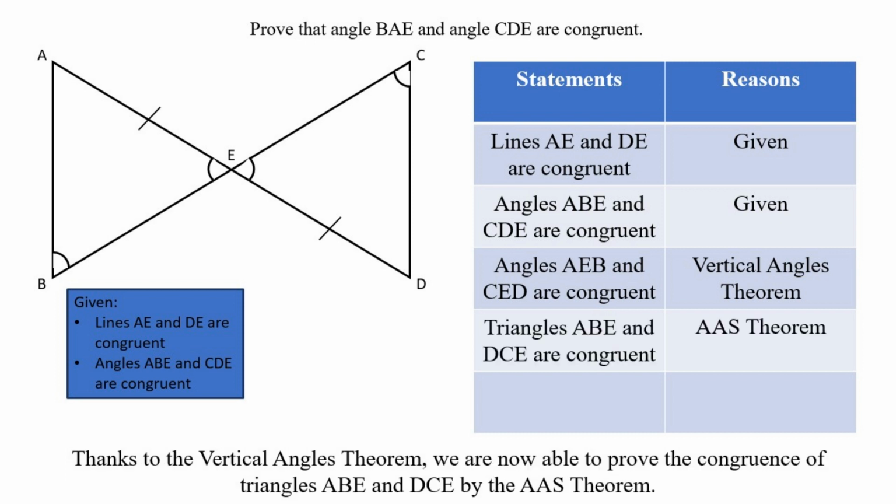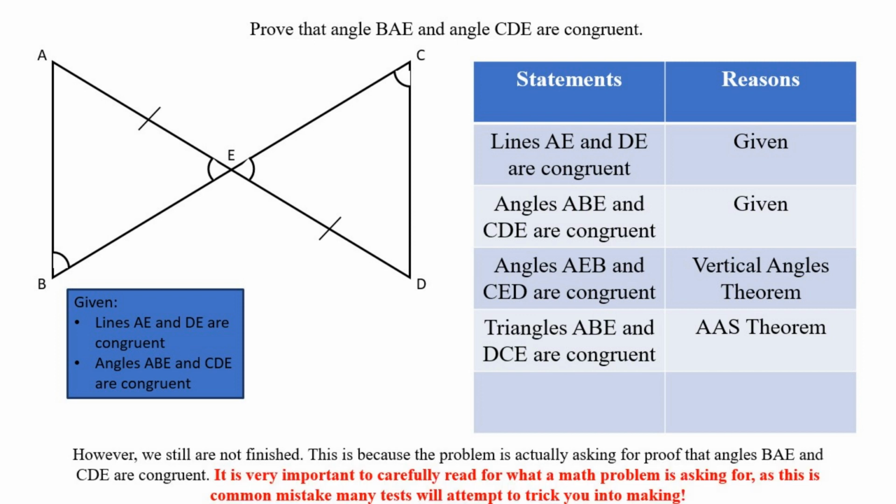Thanks to the vertical angles theorem, we are now able to prove the congruence of triangles ABE and DCE by the AAS theorem. However, we still are not finished. This is because the problem is actually asking for proof that angles BAE and CDE are congruent. It is very important to carefully read for what a math problem is asking for, as this is a common mistake many tests will attempt to trick you into making.